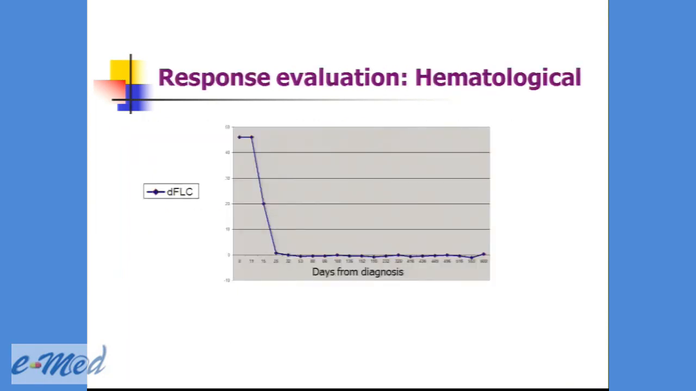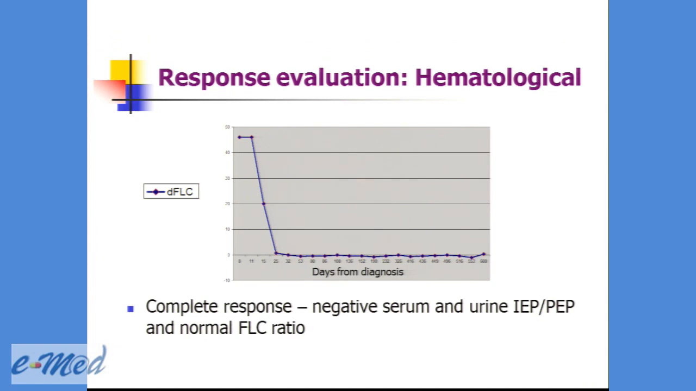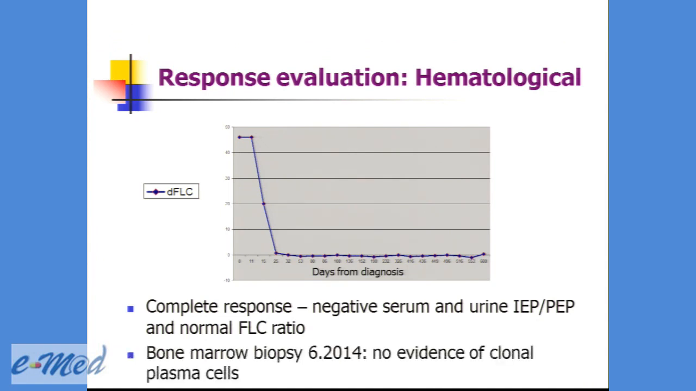Now, this is his response, which was quite remarkable. This is the difference in the FLC. You can see that it was a rapid response. I mean, in 25 days, the difference was eliminated totally, and maintained itself throughout his follow-up, reaching 600 days with a normal dFLC. So our patient is actually in complete response, also confirmed by his bone marrow biopsy that shows no evidence of clonal plasma cells.